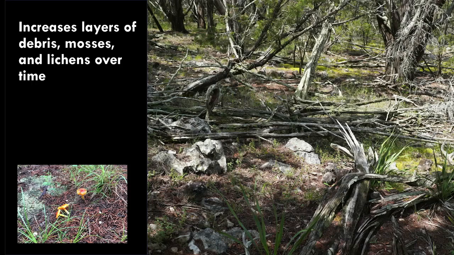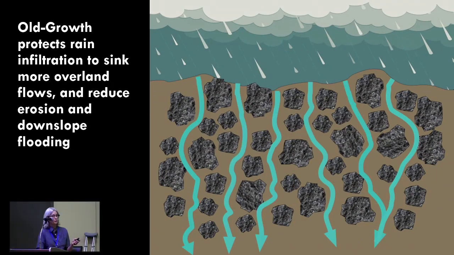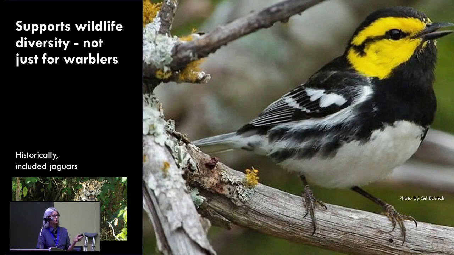The old growth will increase layers of debris, mosses, and lichens over time. And they enhance and protect soil development and soil biology diversity. Old growth protects the rain infiltration to sink more overland flows and reduce erosion and the downslope flooding. And as you were just speaking about, it supports more than warblers.